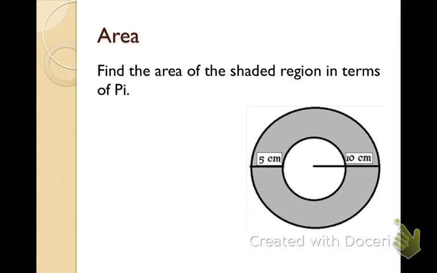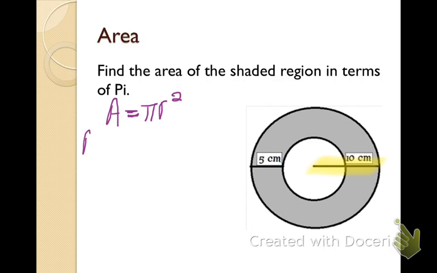All right, let's try another one, but this one is a circle. So I want you to find the area of the shaded region in terms of pi, and I want to show you how this works. Now remember that the area of a circle is pi r squared. So I'm going to find the area of the large circle whose radius is 10 centimeters. So let's do that real quick.